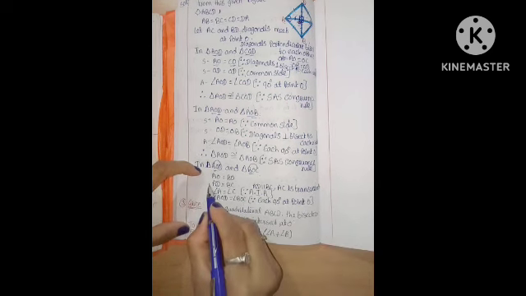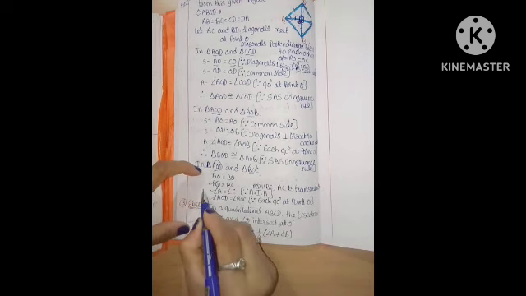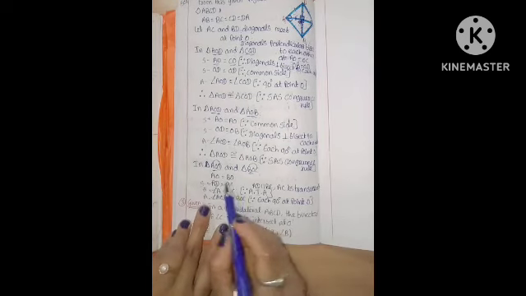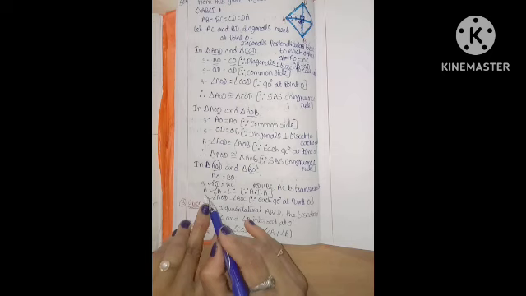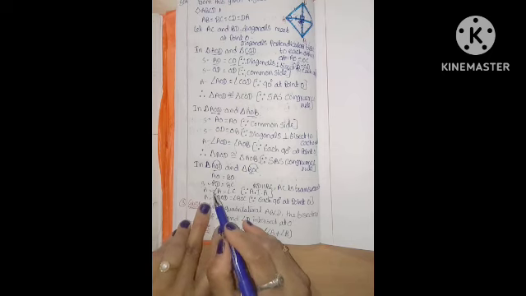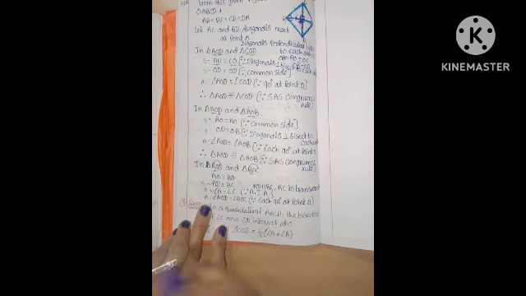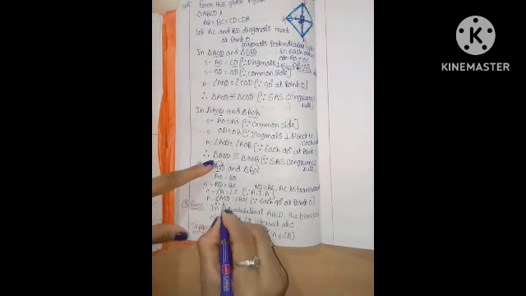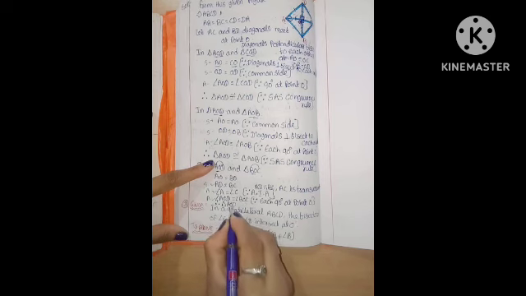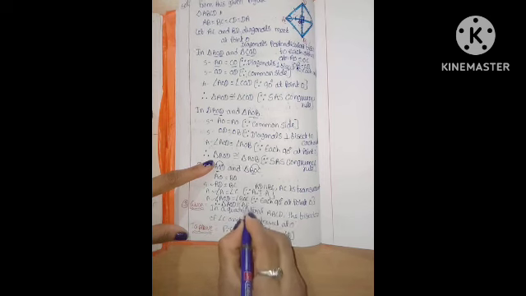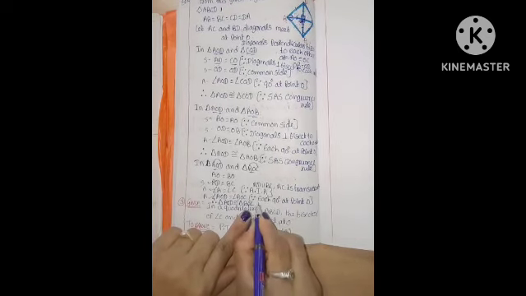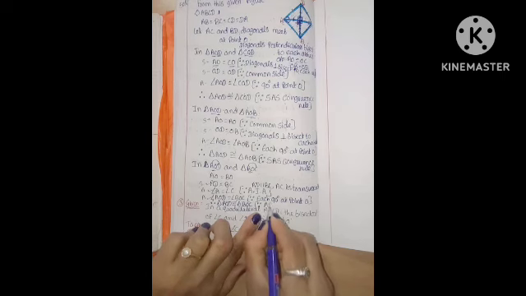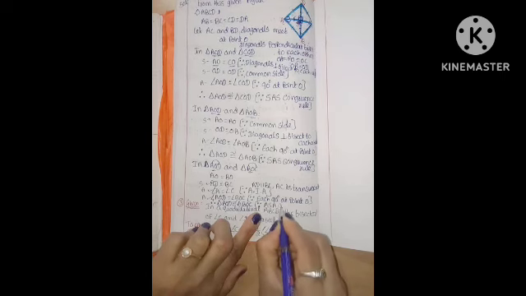So now here we have one side and two angles: side, angle, angle. According to the ASA congruence rule, these two triangles are congruent. Yes, they are congruent triangles. Therefore, triangle AOD is congruent to triangle BOC. Why is it congruent? According to the ASA congruence rule.